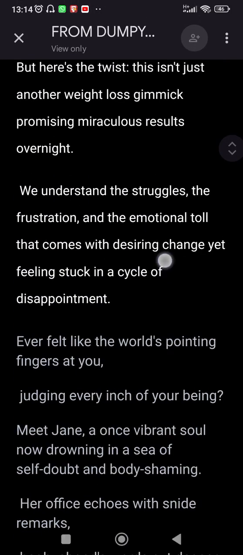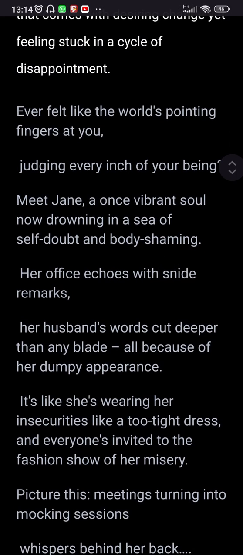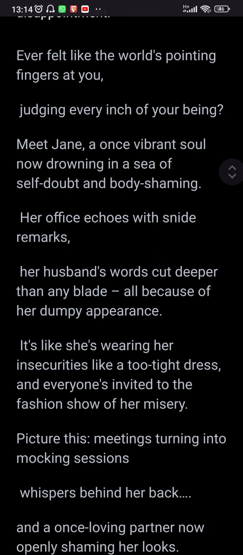So let's look at your story here. So what I would say, start from where you started writing the story. It is better. Okay. So let's look at your story because there's so much you can improve in your story. Ever felt like the world's pointing fingers at you, judging every inch of your being? I would delete that. That is not the beginning of a story. When you're writing a story, sometimes start from the middle of the story. Okay? Start from the middle of the story.